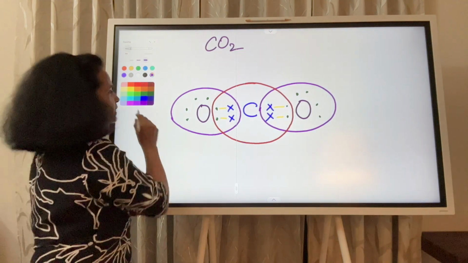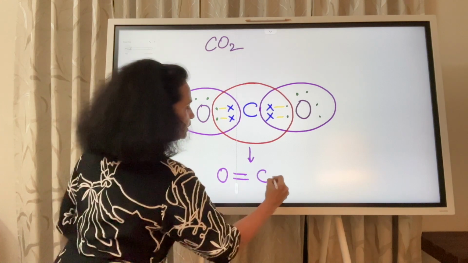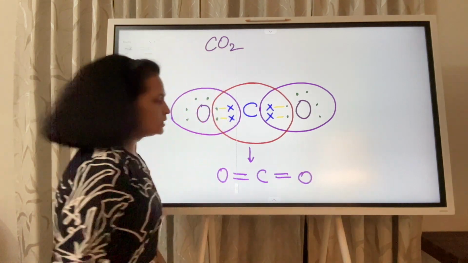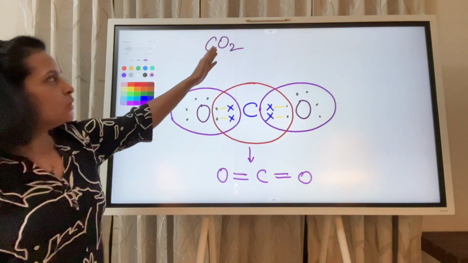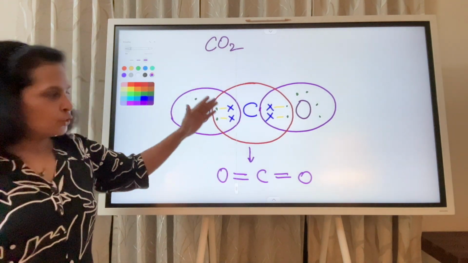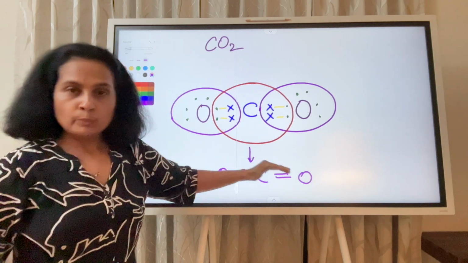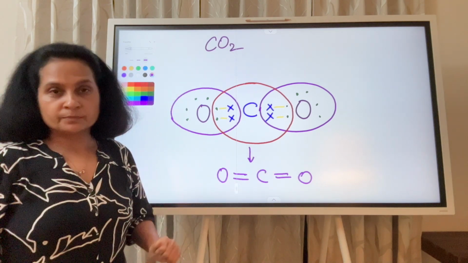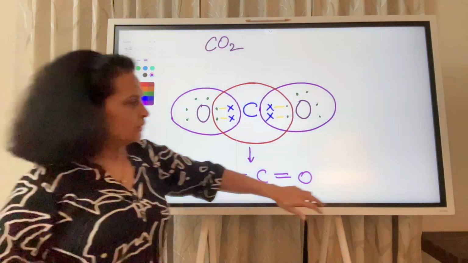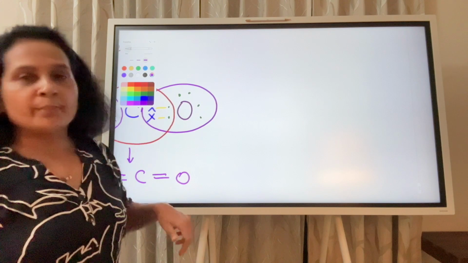So how would you represent this? Oxygen, double bond, carbon, double bond, oxygen. So this is how a carbon dioxide molecule looks. Okay. So a molecule of carbon dioxide has 2 double bonds. Right? So these are some examples of covalent compounds.